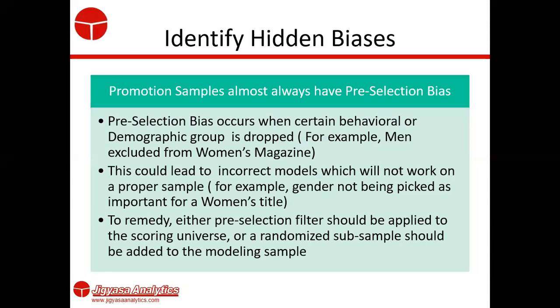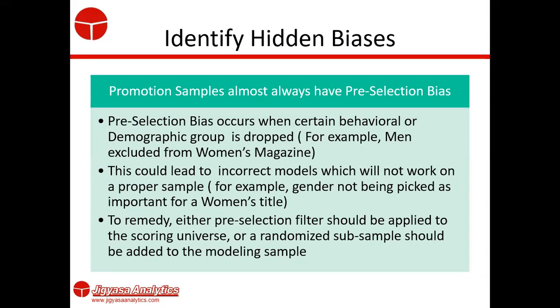Okay. A second point is identify hidden biases. Promotion samples almost always have pre-selection biases. These pre-selection biases occur when certain behavioral or demographic groups are dropped. For example, men are excluded from a women's magazine. Men and women is a very obvious one, but there could be a lot of other things going on.